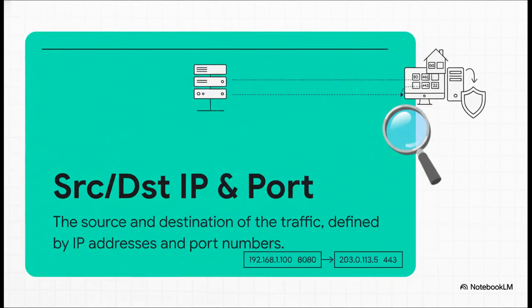All right, now we get to the who and the where. Every conversation on a network has a source, that's who's talking, and a destination, that's who they're talking to. We define this with IP addresses and these things called port numbers. You can think of a port number like an apartment number on a building. It tells you exactly which application the data is for.